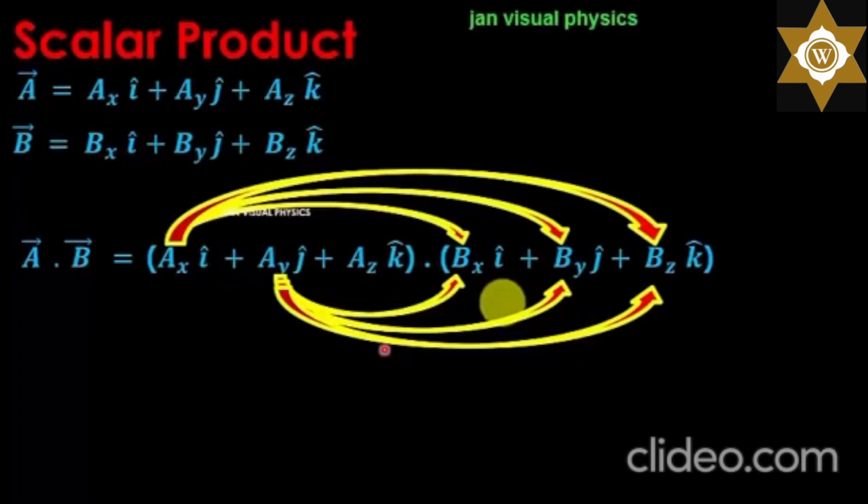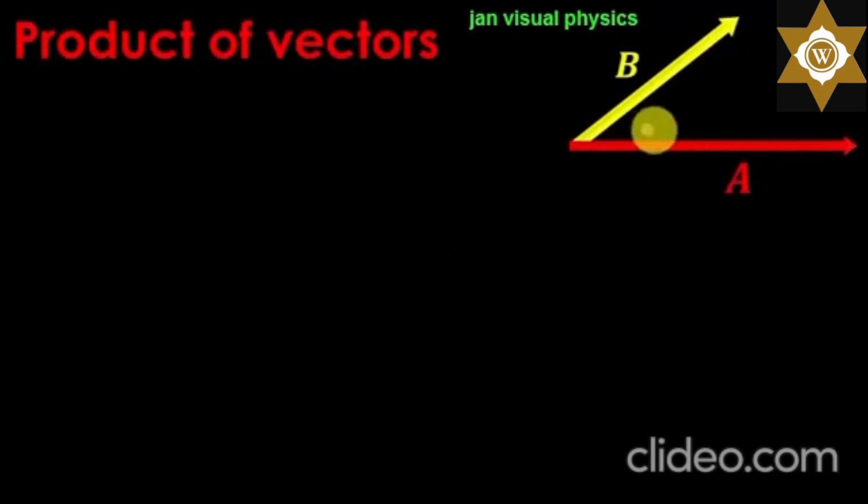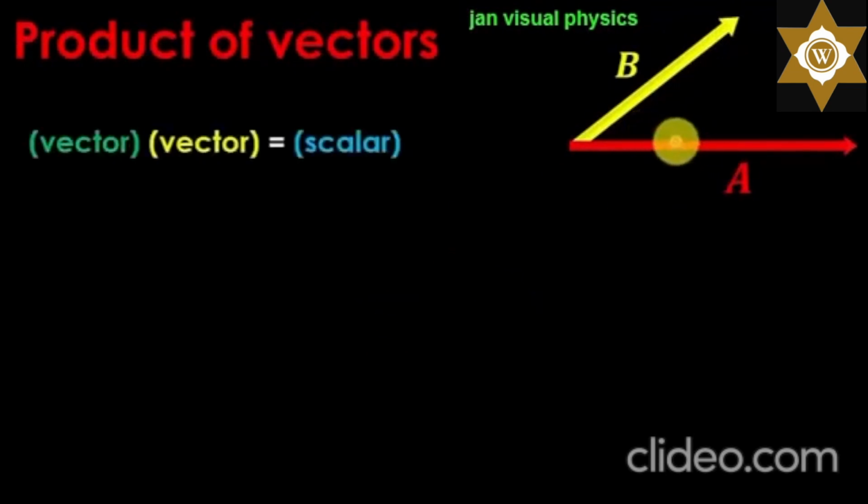In this video, I shall discuss scalar product of two vectors. First, we see how we can get product of two vectors. For example, we have two vectors, a vector and b vector. There are two methods by which we can multiply these two vectors. The first method is when we multiply two vectors, we get a scalar quantity.